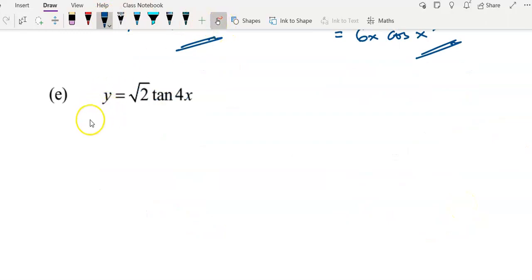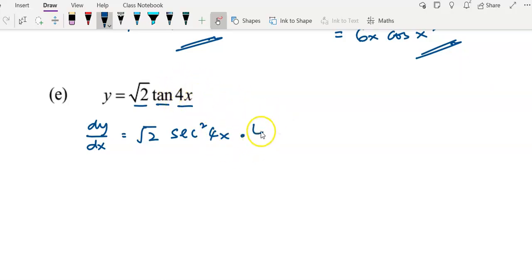For the next example, here is the coefficient. So firstly, to get dy/dx, just copy down the coefficient, and then consider your outer function is tangent, inner function is 4x. Differentiate the outer function first, tangent, differentiate tangent, you get secant squared. Secant squared of 4x, just copy it down. And multiply by the derivative of the inner function, you get 4. Then we simplify your answer.